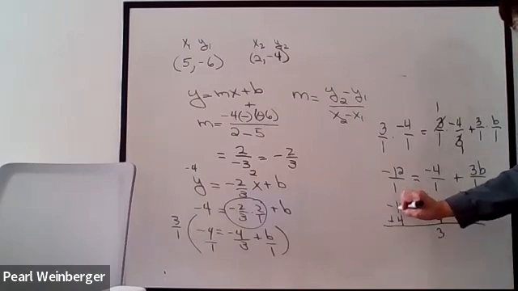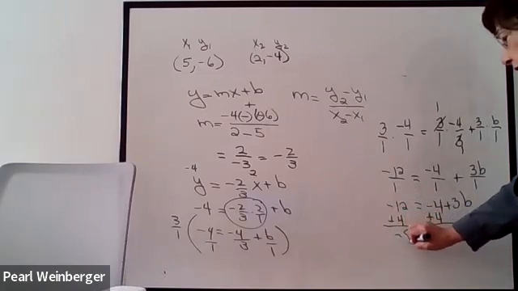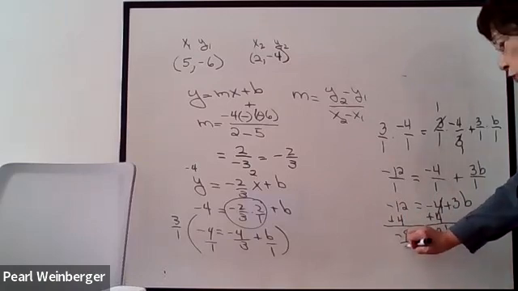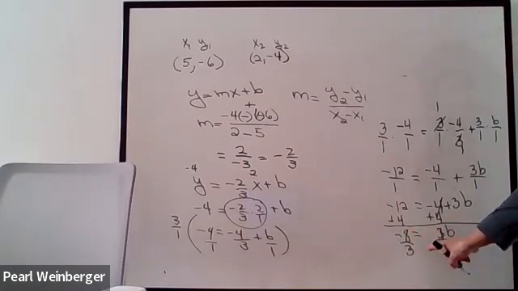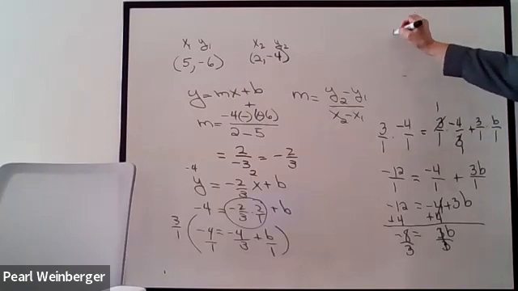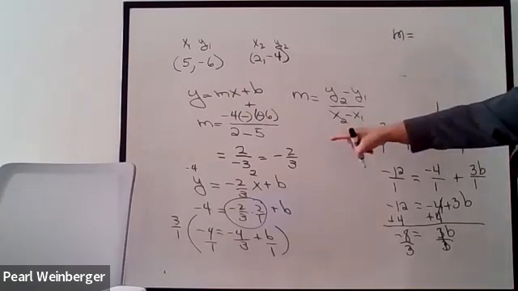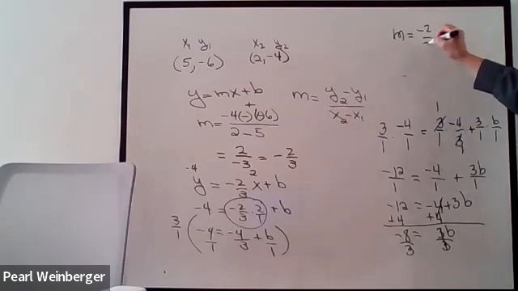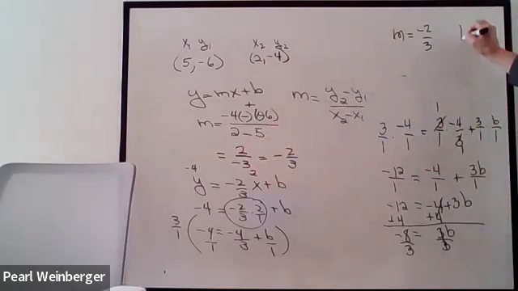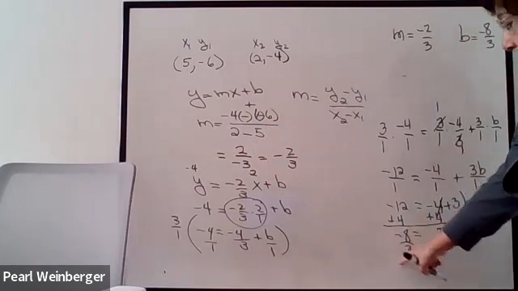So we've got over here negative 12 plus 4 is negative 8. These 4s are canceling out, equaling 3b. And to find the b, I have to divide by 3. So my b turns out to be negative 8 over 3. So let's see what we found out. We found out that our slope was negative 2 over 3, right over here. And we found out that our b was negative 8 over 3 right over here.